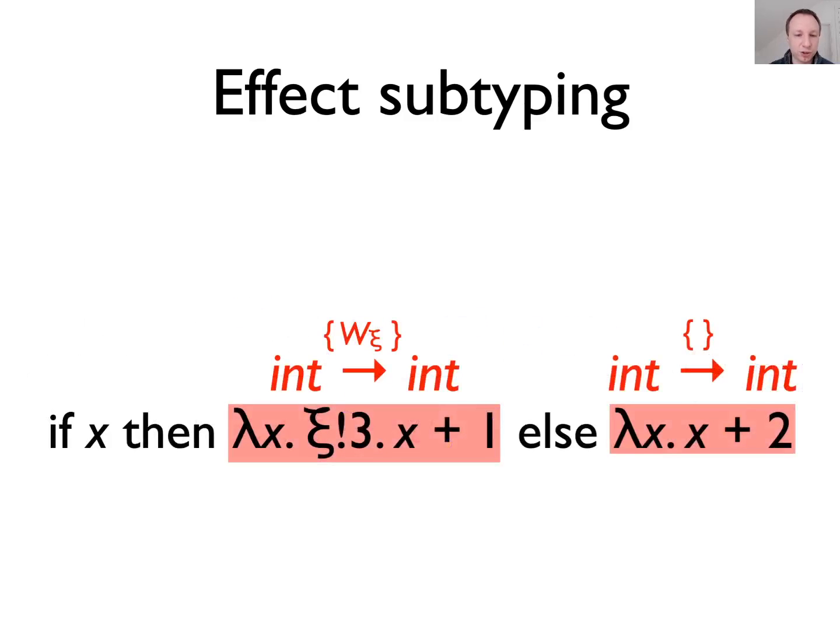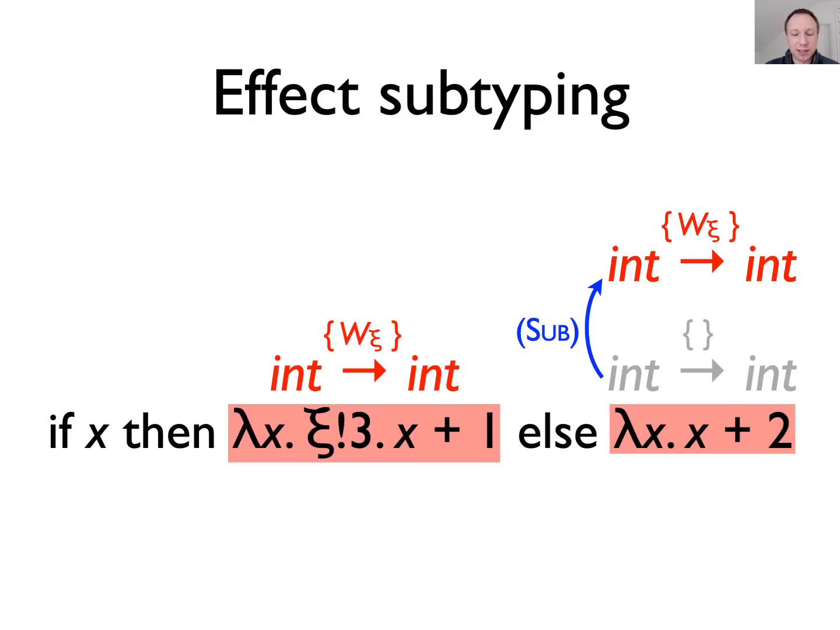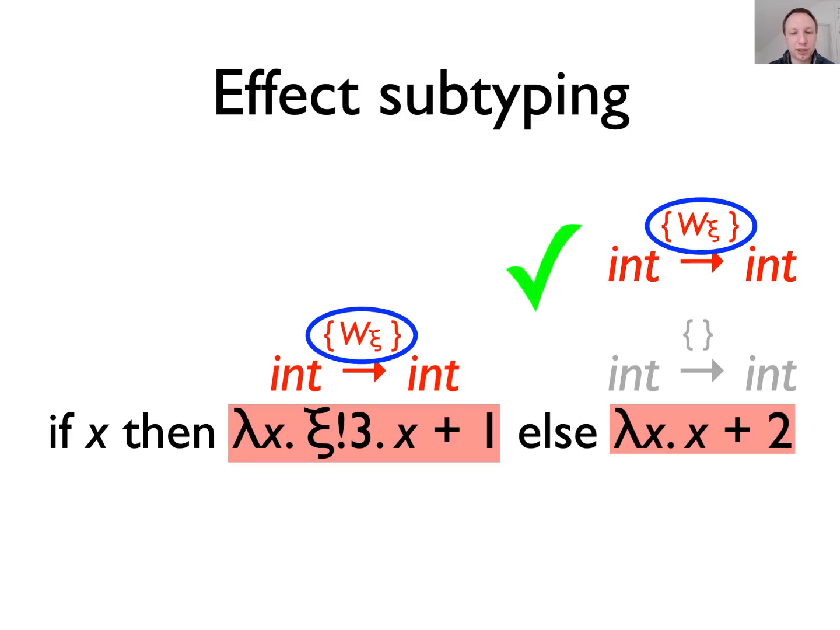Back to our original example here, we have these type judgments for the two functions that we've created, and on the right hand side we can clearly see that int to int with no latent effects is a subset of int to int with a write inside it. And so because of that we can use our subtyping rule to say that we'll treat the lambda x.x plus 2 as of type int to int with write to xi latent effects. Now of course these latent effects match, and therefore the whole expression matches, and we can consider these as equal and well typed based on the inference rules that we've got.